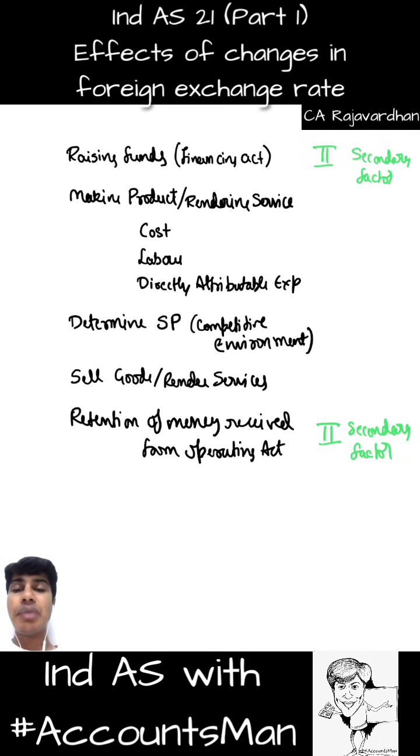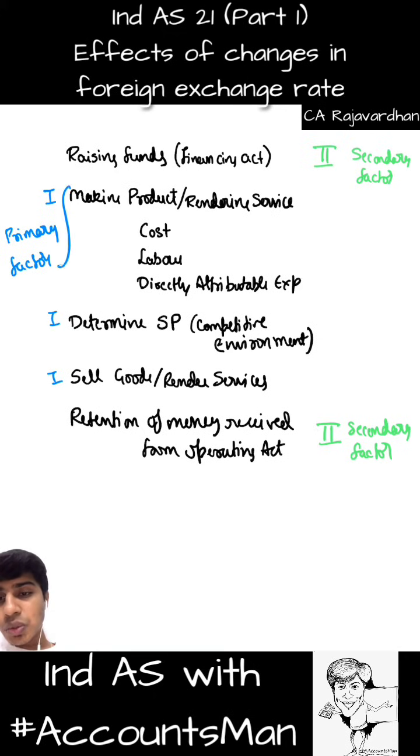These are not given primary importance. What activities are given primary importance? Making of the product or getting the service ready, determination of the selling price based on the competitive environment, and selling of the goods or rendering the services. So these are primary factors.